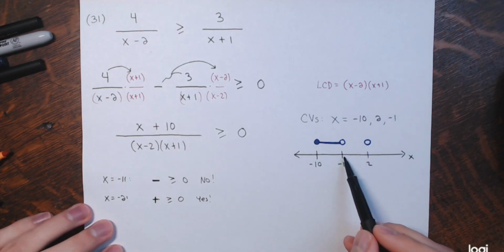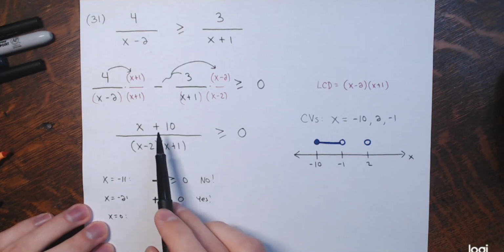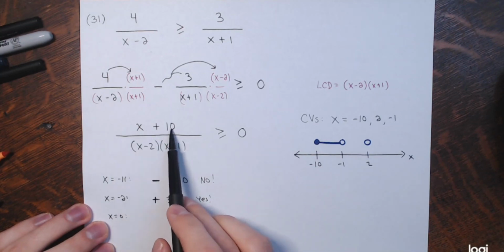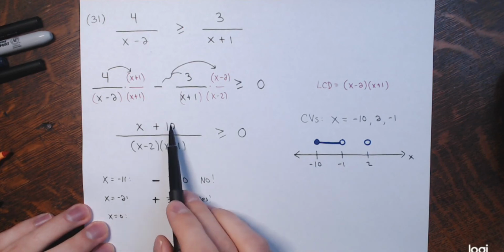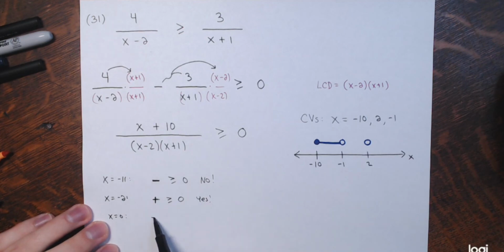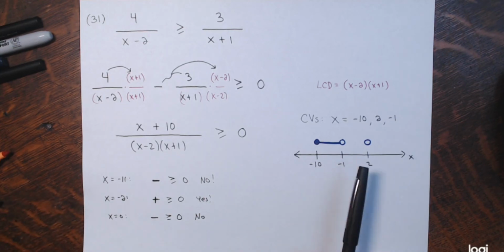Now, how about between negative 1 and positive 2? Well, 0's in there. That's an easy one to pick. Now, when x is 0, you have a positive numerator. You'd have a negative denominator because there'd be negative times a positive. Positive numerator, negative denominator, you'd have a negative number on the left. Is that greater than or equal to 0? No, it's not. So no solutions between negative 1 and positive 2.